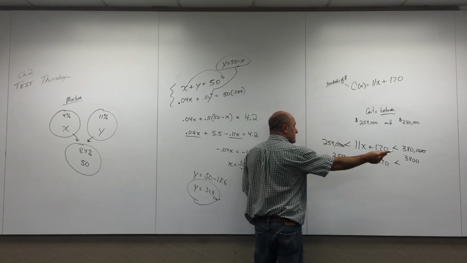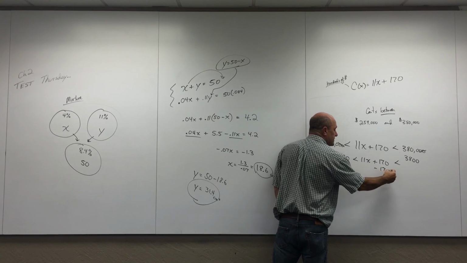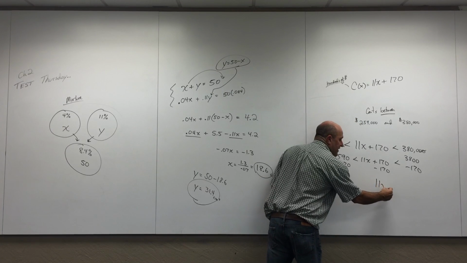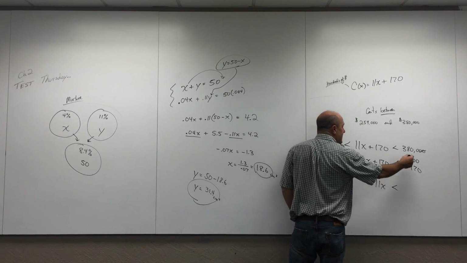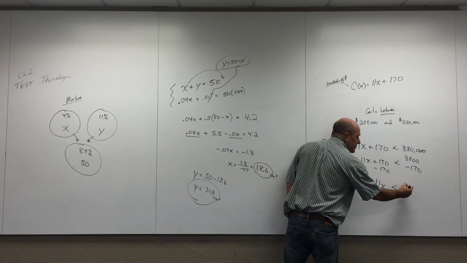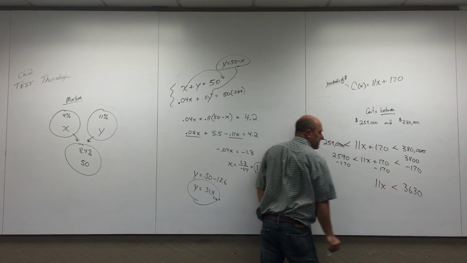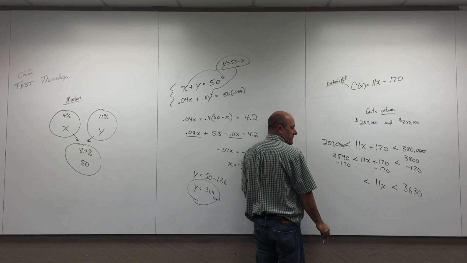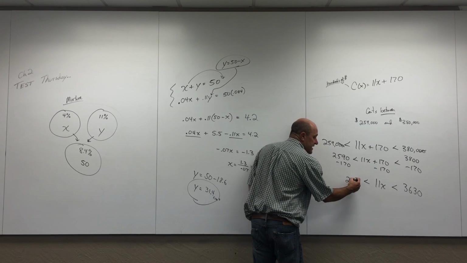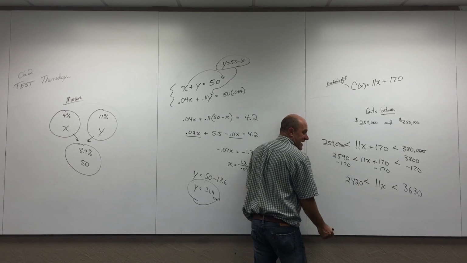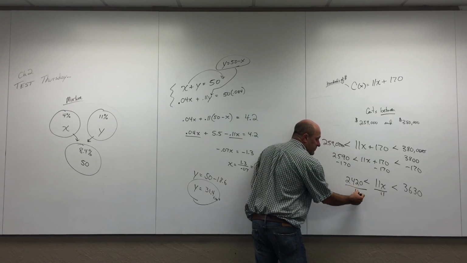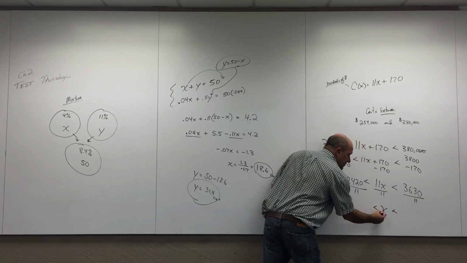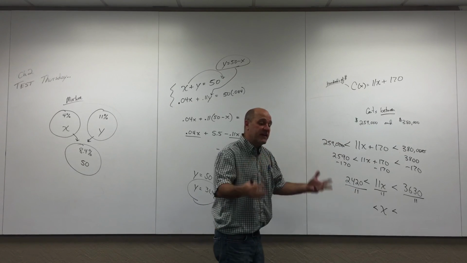Now I'm doing this problem. By the way, what do I do? Subtract the 170, subtract the 170, subtract the 170. That leaves me 11x in the middle. And that is 3630, I think. This is 2420. Divide by 11. I don't know if that's going to be pretty. Divide by 11, divide by 11. X lives between these two numbers. I think this is the number of things I should build.